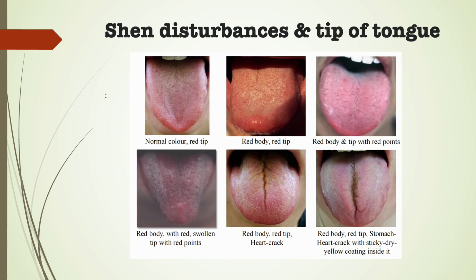Generally speaking, the progression of severity of emotional stress according to the tip of the tongue is as follows: normal color, red tip, red body with red tip, red body and tip with red points, red body with red swollen tip with red points, red body, red tip, heart crack, red body, red tip, stomach-heart crack with sticky dry yellow coating inside it.